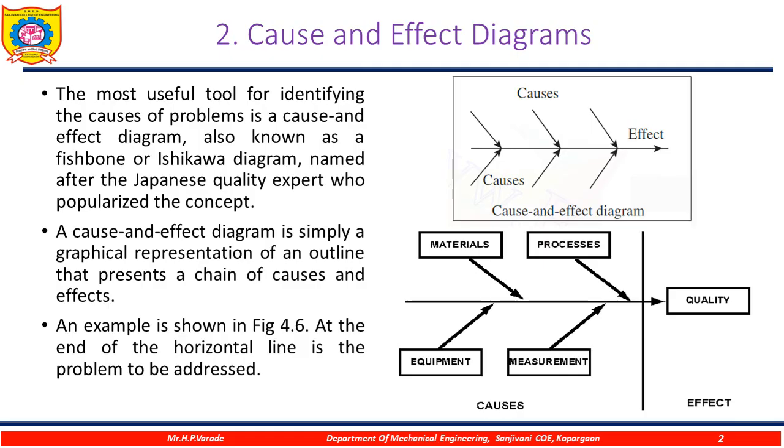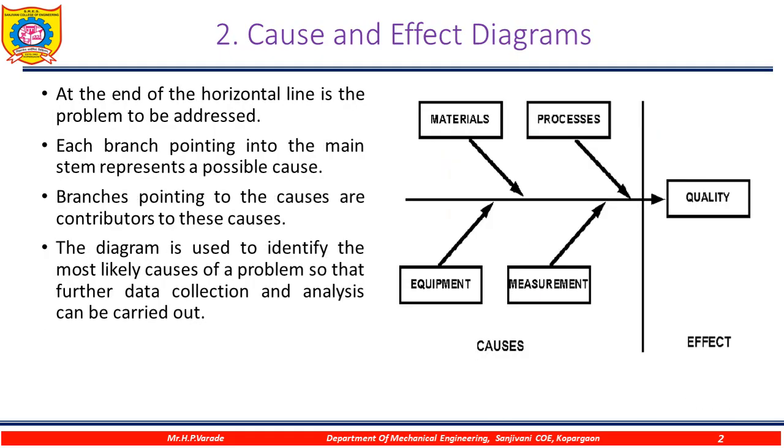A cause and effect diagram is simply a graphical representation of an outline that presents a chain of causes and effects. See the figure on the right hand side. I have shown the figure of a cause and effect diagram. An example is shown in figure 4.6. You see the horizontal line, and there are some other lines inclined to that horizontal line. The inclined lines represent the causes, and at the end of the horizontal line is the problem to be addressed.